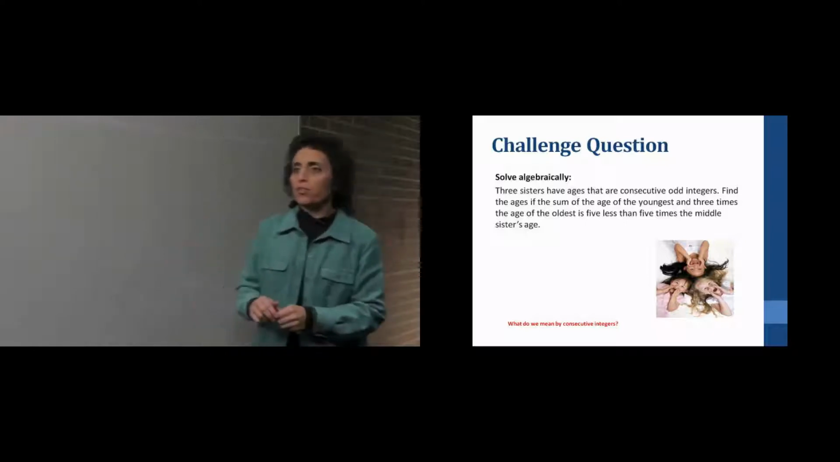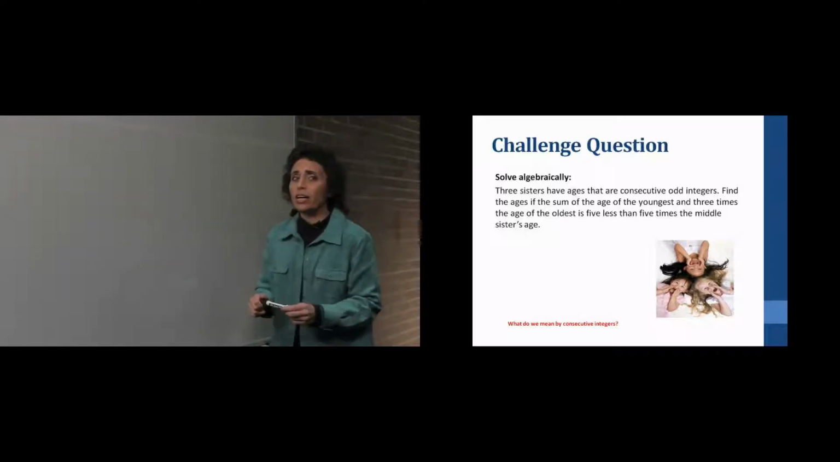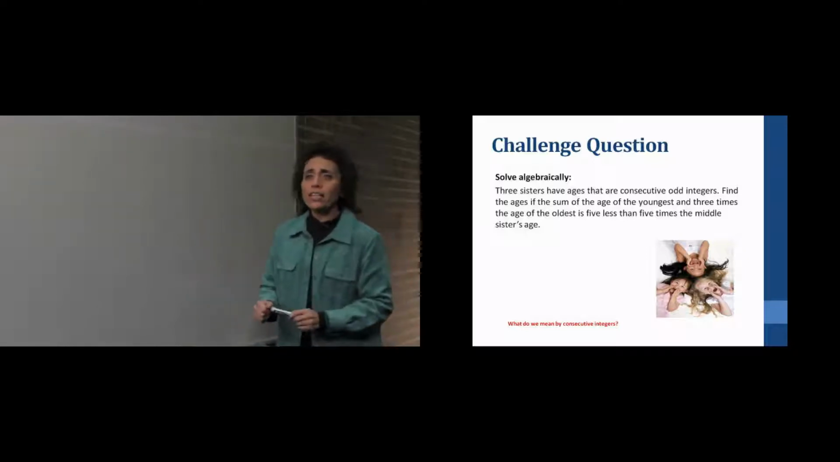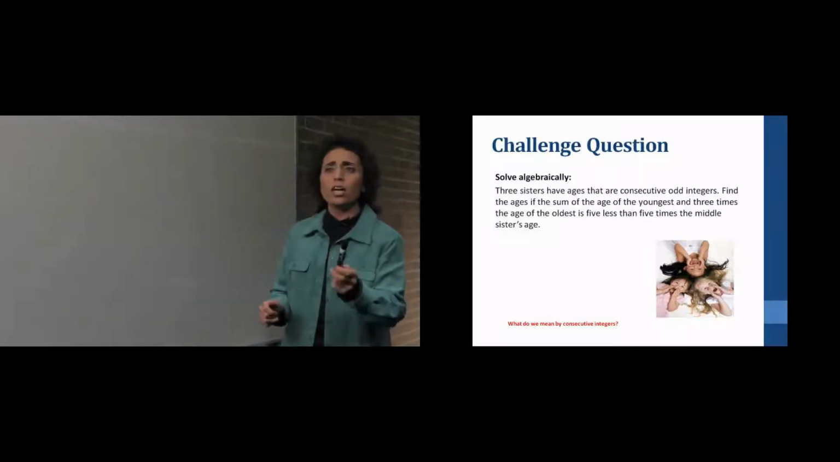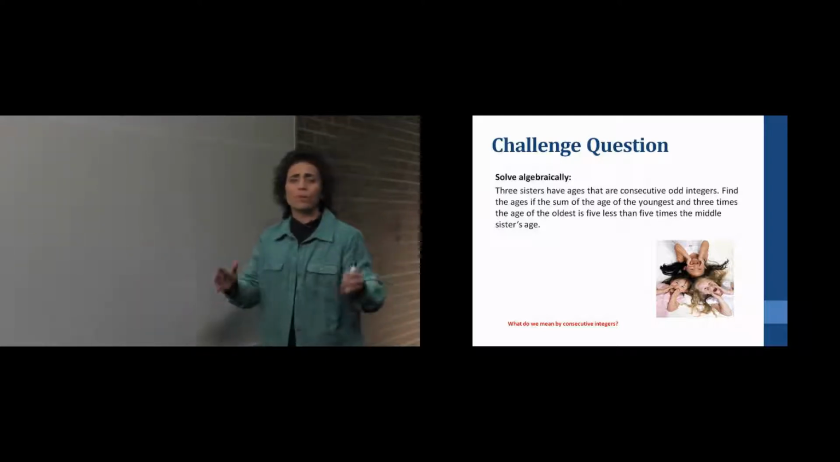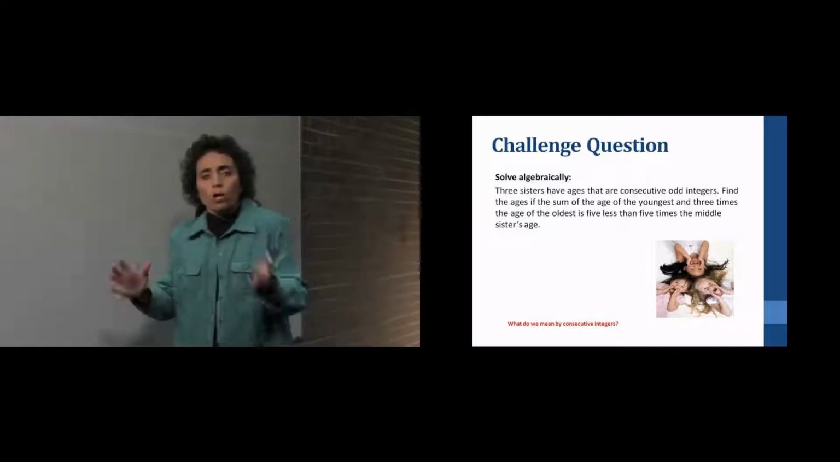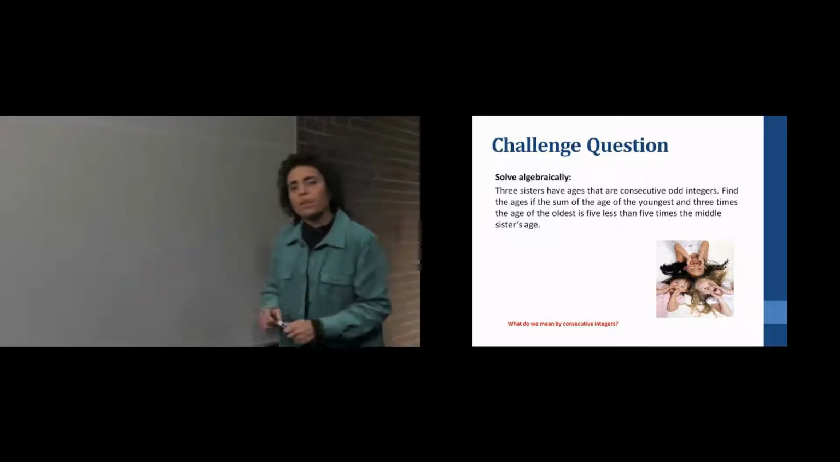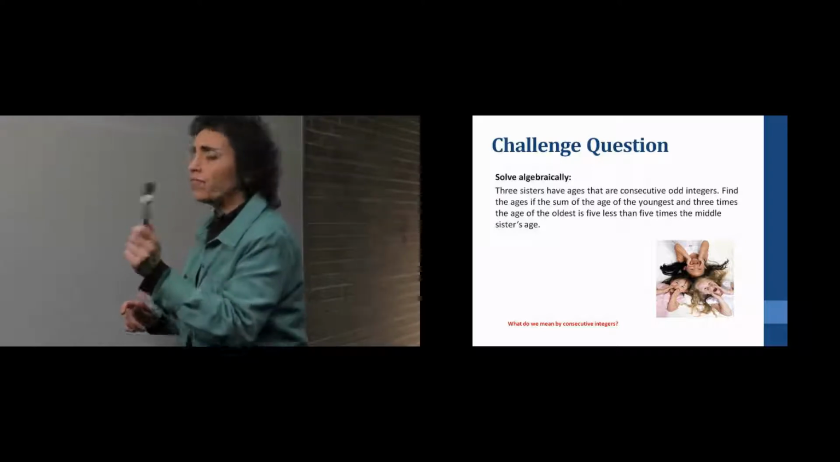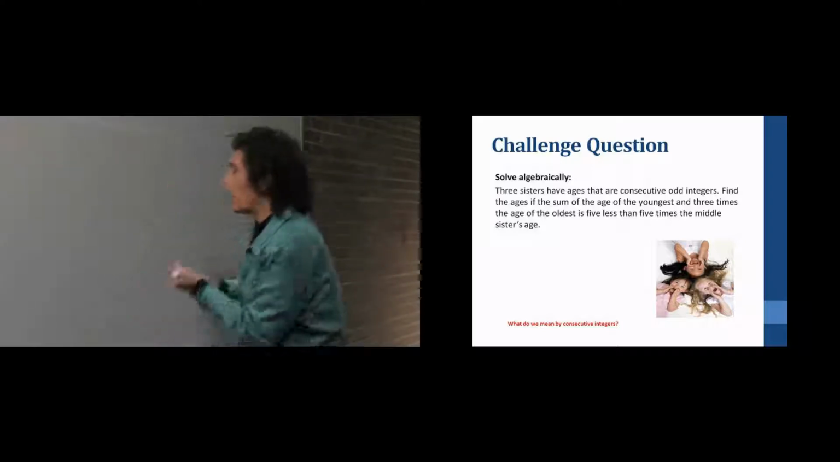Okay, here we go. 3 sisters have ages that are consecutive odd integers. Think about that for a second. Consecutive odd integers. Find the ages if the sum of the age of the youngest and 3 times the age of the oldest is 5 less than 5 times the middle sister's age. Whoa, that sounds ridiculous. All right, so I don't think we have enough information to do this problem, so let's look at the following.